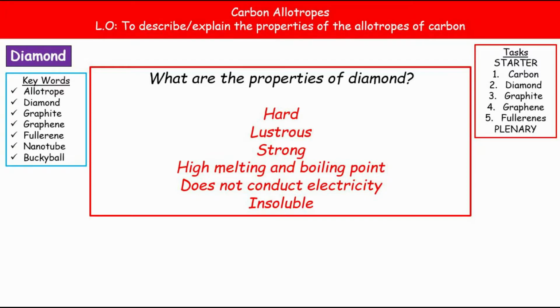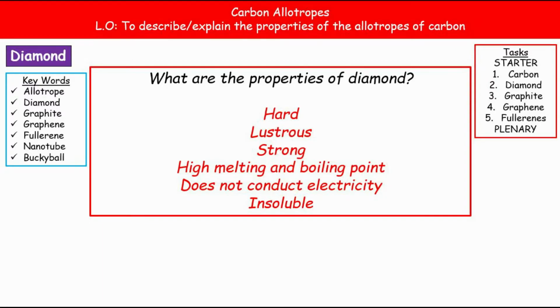I'm hoping that we came up with at least some of these properties of diamond. I picked out the most common ones if you like. So diamond is hard first of all. It's lustrous, which means it's shiny basically. Strong. It's got a high melting point and a high boiling point. It does not conduct electricity, and it's insoluble. So what we've got there are some of these key properties of diamond.